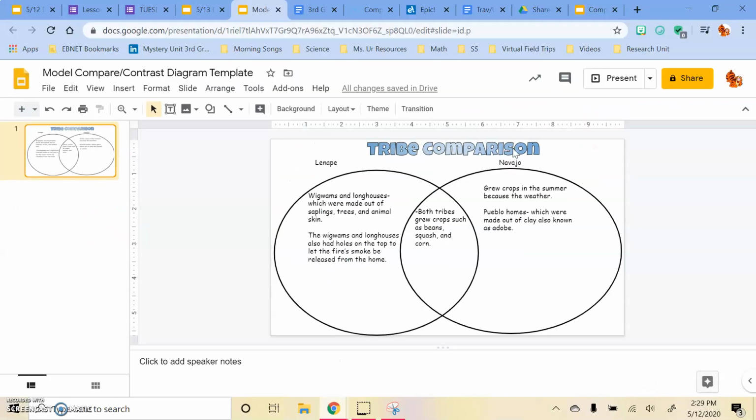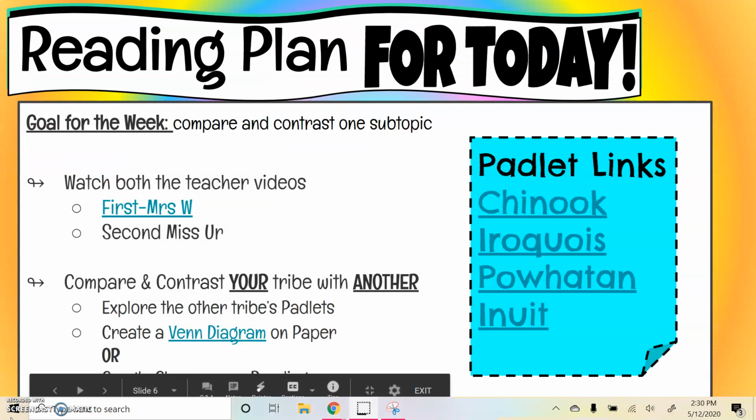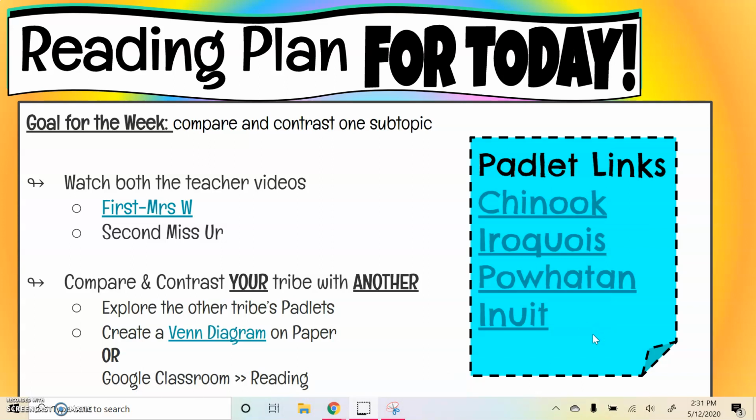Today, when you go and do your research and take notes comparing and contrasting, you are going to use the tribe that you were assigned by myself or Mrs. Traverson, and you are going to choose one other tribe that you want to compare with your tribe. The way that you're going to do this is you are going to use the Padlet links on the side over here. So you are going to choose a tribe that is not the one that you have been researching to find out if they have similarities or differences to your assigned tribe.